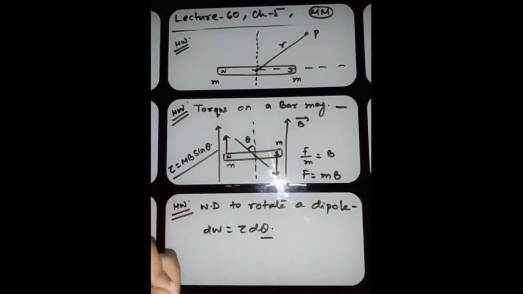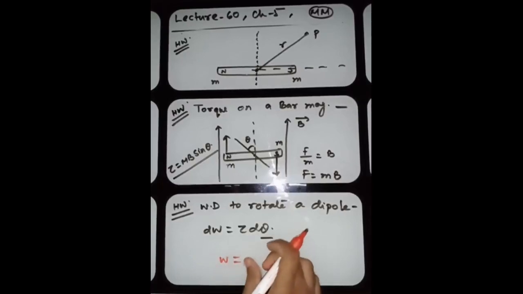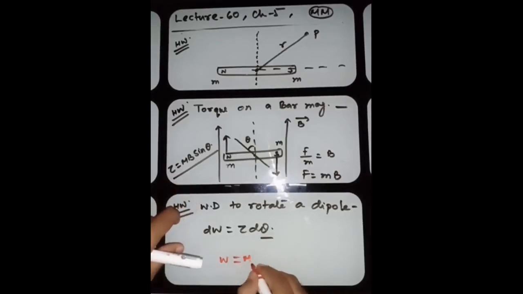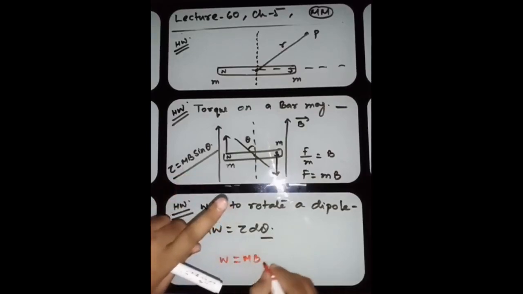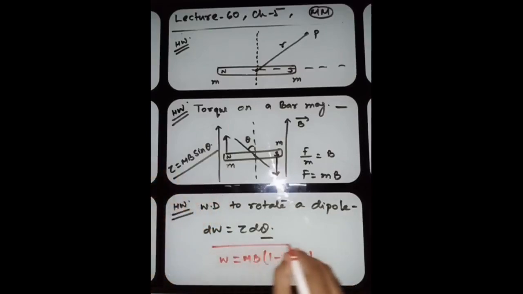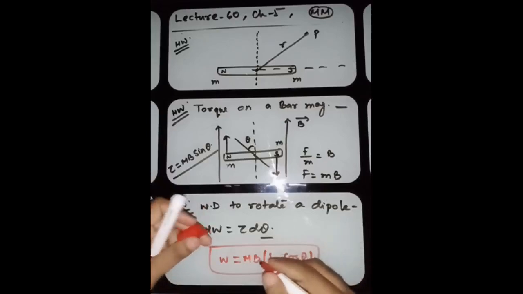Let me write the result with the red marker. You have to reach over here. W, you will find it is M B times (1 minus cos theta). You will get this result. All right, yes, this will be the result.